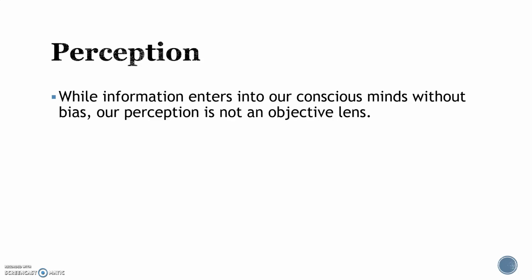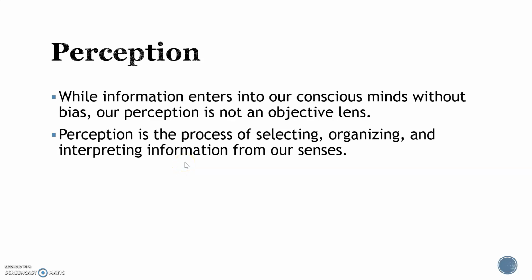So why can perceptions differ so much from person to person? Well, the world is the way it is. It is quite objective, but we have our own perspectives. We have our own thoughts and views when we perceive this world. So while the information seems to enter into our conscious minds without bias, our perceptions are not an objective lens. In other words, the information can be distorted through our minds.